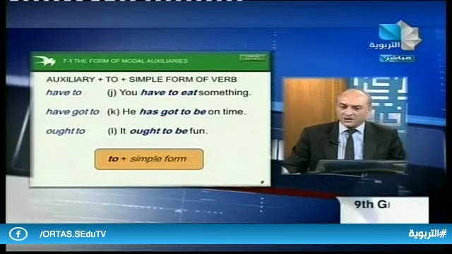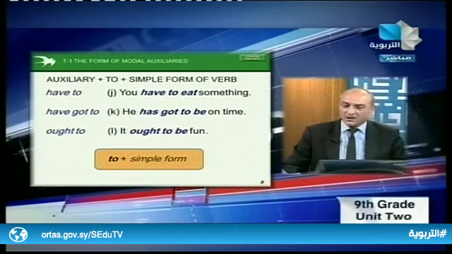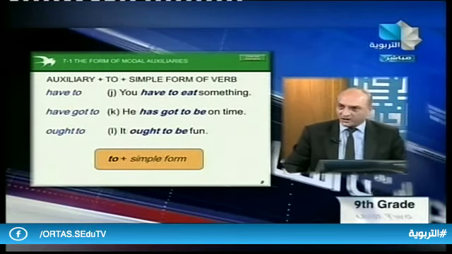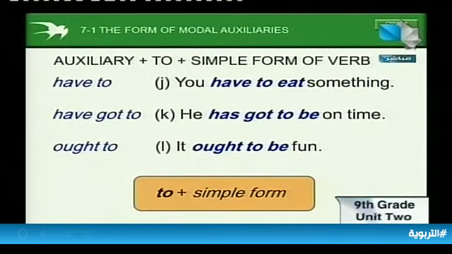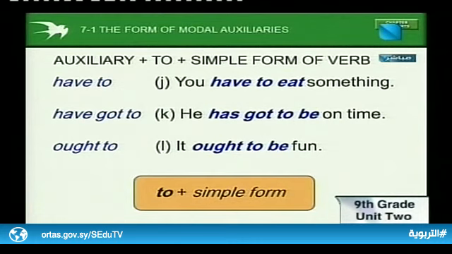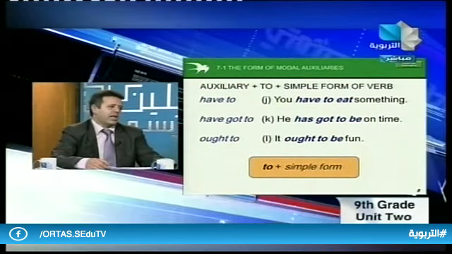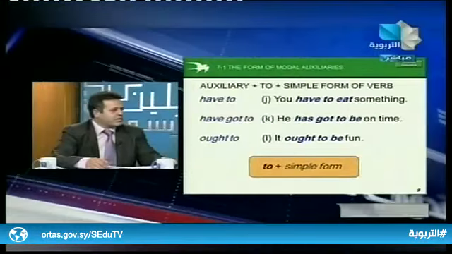I can't say I have eat something. I have to eat something. He has got to be on time. For example, it also ought to be fun. So here we have to use to because it's part of the verb. For example, students have to wear black shoes to school. So here we must use to because it's part of the verb.